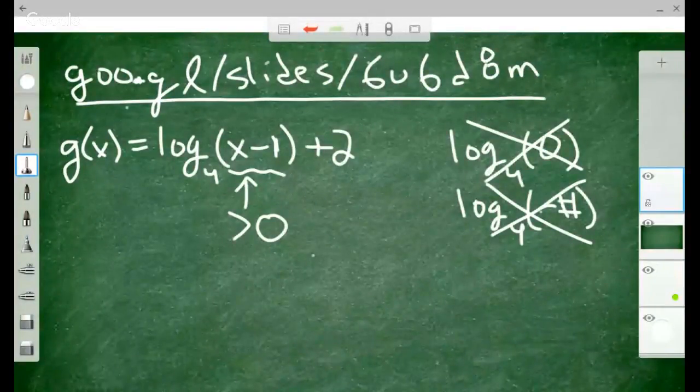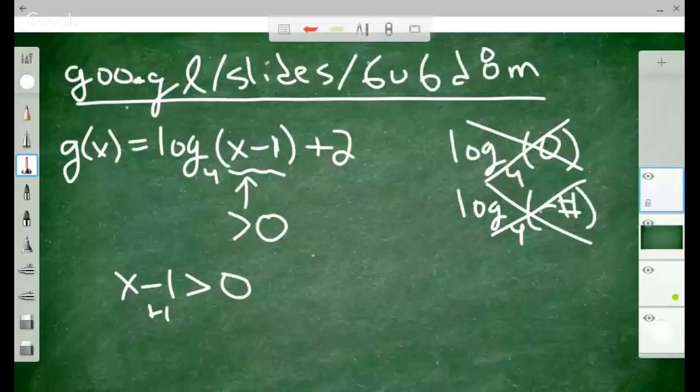So what I usually do here, if I don't want to graph and I want to find the domain, is take the argument, the piece that's inside the logarithm, set it greater than 0, and then simply solve for x. So here I have x is greater than 1.